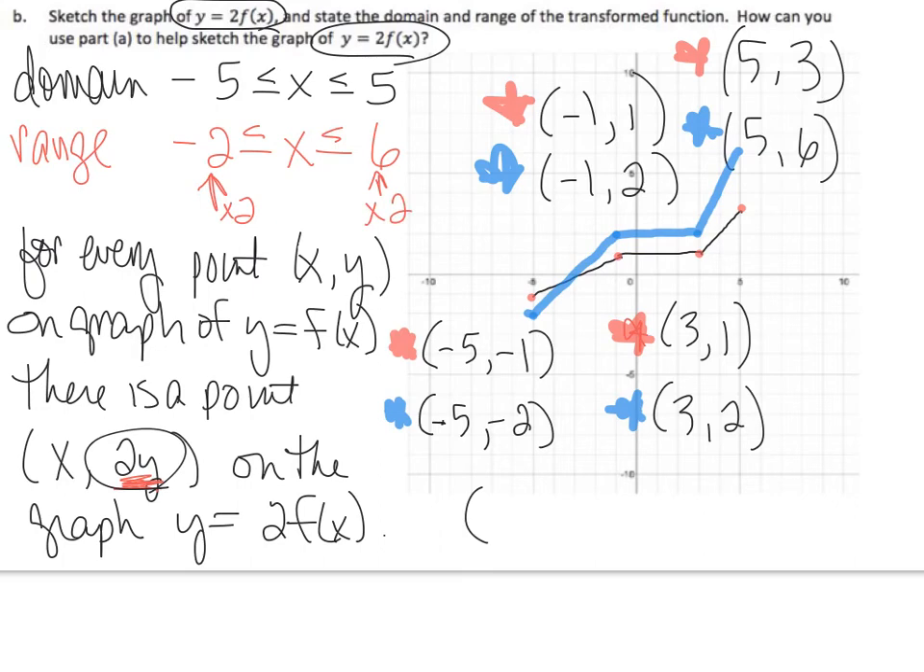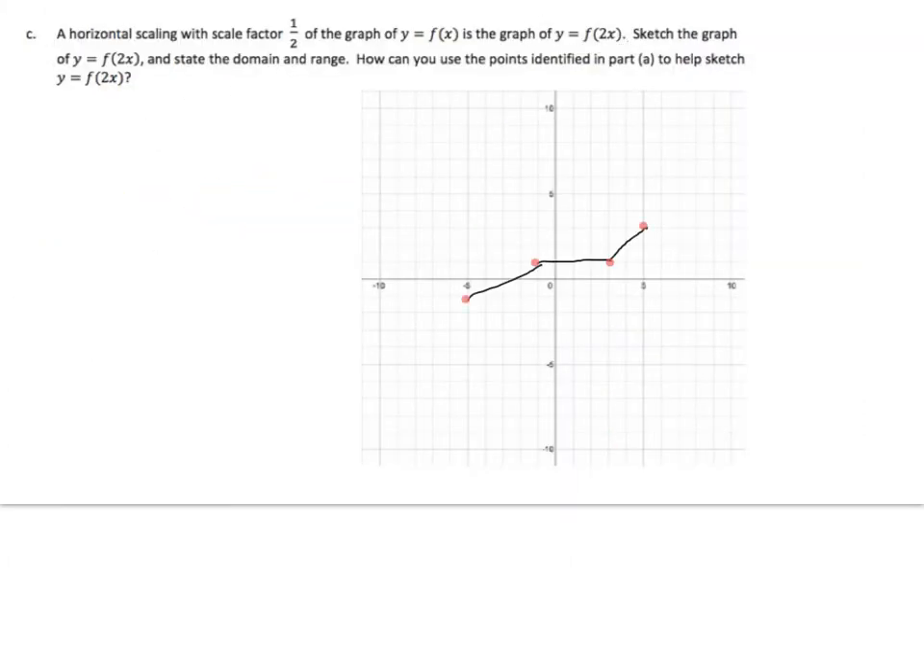Just noticed a mistake, so I'm going to change it in bright purple. That's a y. Alrighty. Right here I have a horizontal scaling with a scale factor of 1/2. The graph y equals f of x, which I've drawn there, is the graph of y equals f of 2x. Sketch the graph and state the domain and range. How can you use the points identified in part A, those significant points, to help sketch y equals f of 2x? So here our domain is changed.